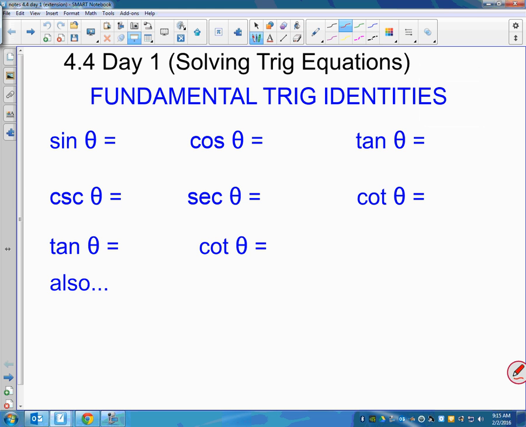Sine and cosecant are reciprocal functions. So we can write each of them as the reciprocal of the other one, which you've already done when you use your calculator. So sine of theta you could write as 1 over cosecant of theta. Because cosecant is the reciprocal of sine, you can write sine that way.